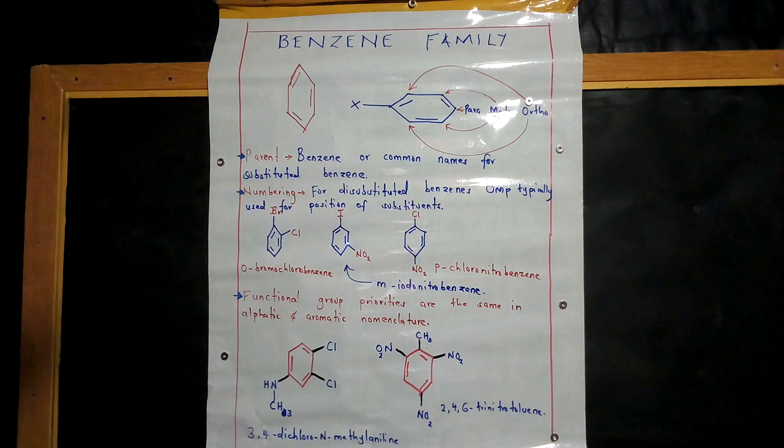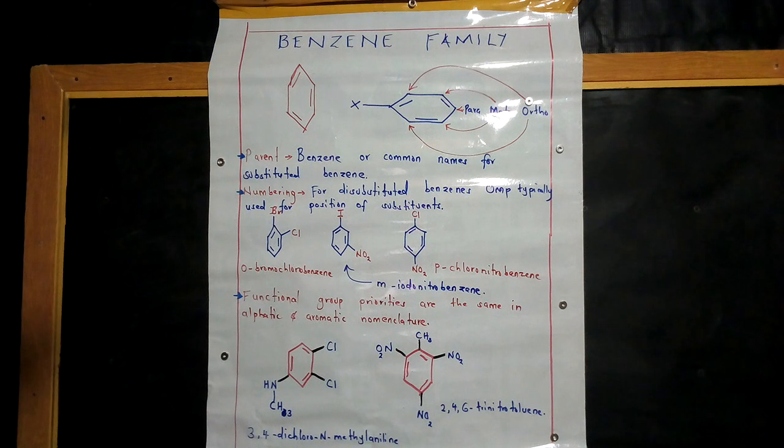A substitution at point number 3, either going clockwise or anti-clockwise, we call meta. So this is meta, and following alphabetical order for substituents, we shall have meta-iodonitrobenzene. I comes before N. And then this one, which is opposite with respect to the chloro group, is a nitro. So it comes second in alphabetical order, so we shall have para-chloronitrobenzene.